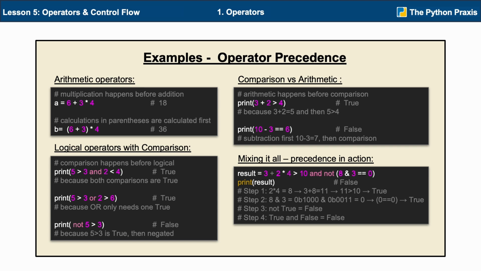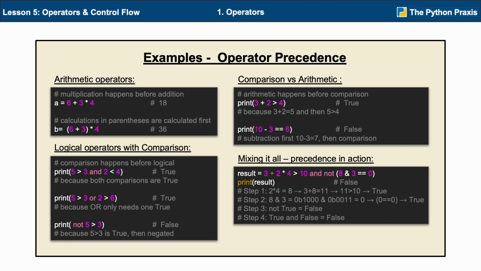In the first step, Python performs the arithmetic operations, multiplication first and addition second. 2 times 4 gives 8, then 8 plus 3 gives 11, and then 11 greater than 10 returns true. We keep this for step 4 later on.